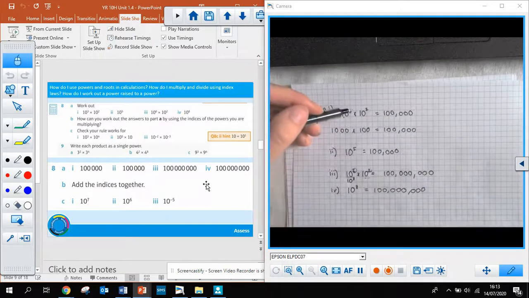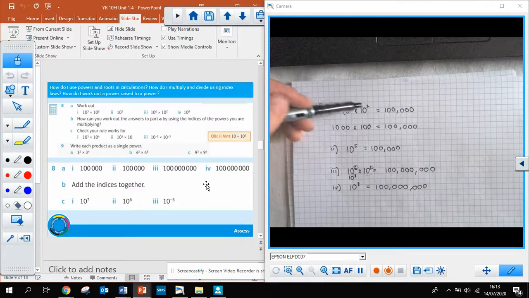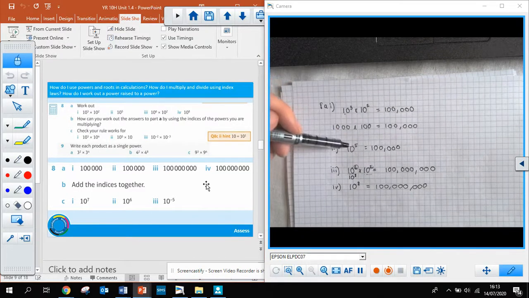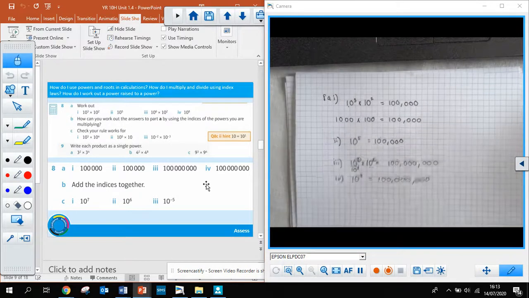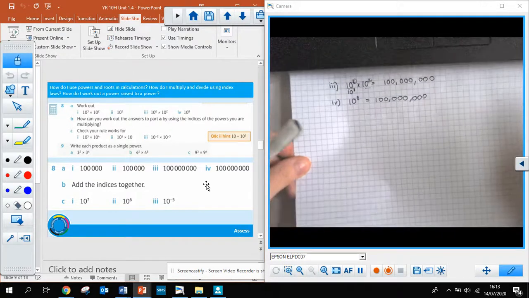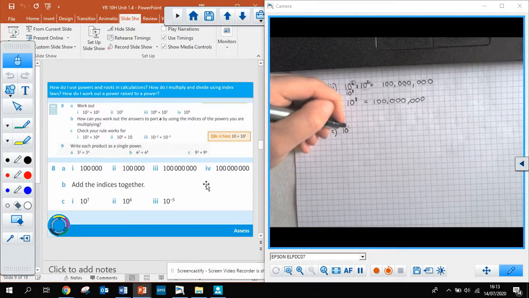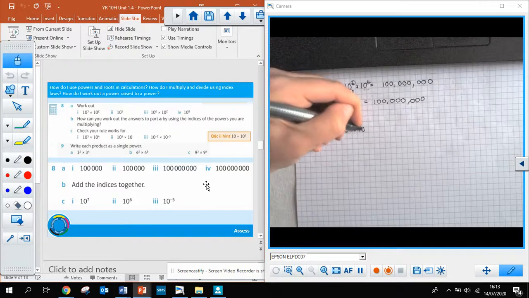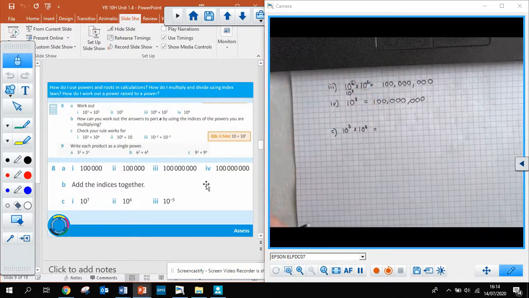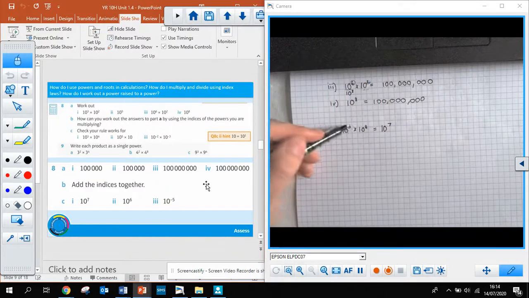And the same for above. I've got 10 cubed multiplied by 10 squared, that gives me 100,000. If I added my indices there, I would have 10 to the power of 5, and that also gives me 100,000. So now what you want to do is check to see if your rule works. That's for part C. In your calculator, you should have put in 10 cubed multiplied by 10 to the power of 4, and you would find out that that gives you the same answer as 10 to the power of 7, because all you need to do is add your indices.